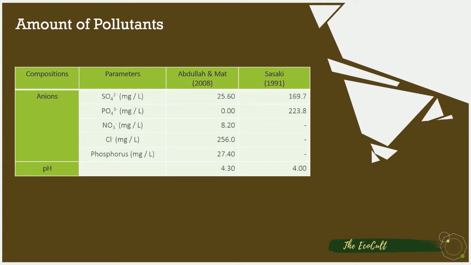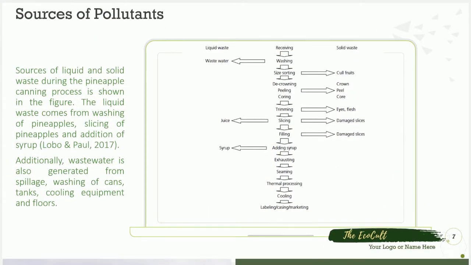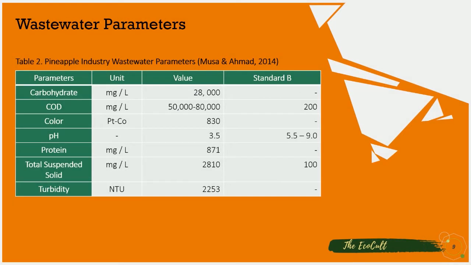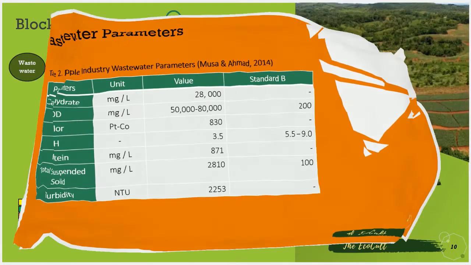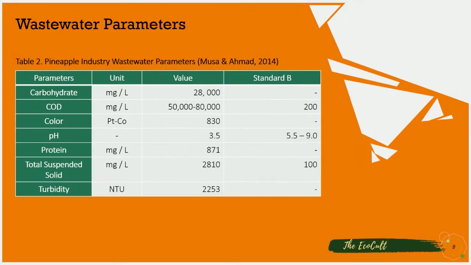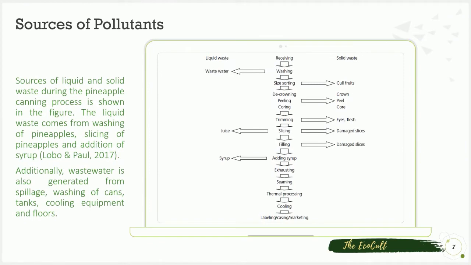The following table shows the characteristics of pineapple industry wastewater as well as the standards set by the Malaysian government. The wastewater of the pineapple industry has a high COD, total suspended solids, and turbidity. It also has a low pH. Sources of liquid and solid waste during the pineapple canning process is shown in the figure. The liquid waste comes from the washing of pineapples, slicing of pineapples, and addition of syrup. Additionally, wastewater is also generated from spillage, washing of cans, tanks, cooling equipment, and floors.